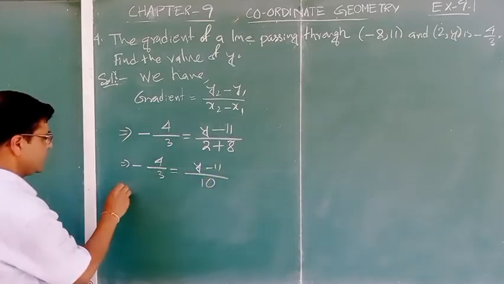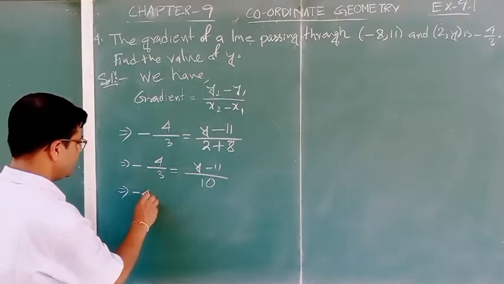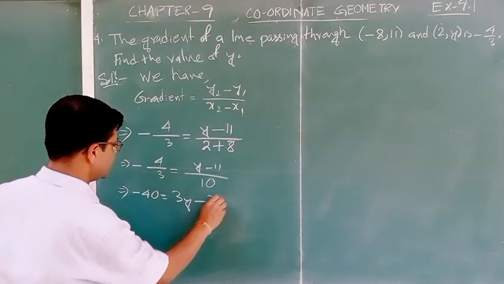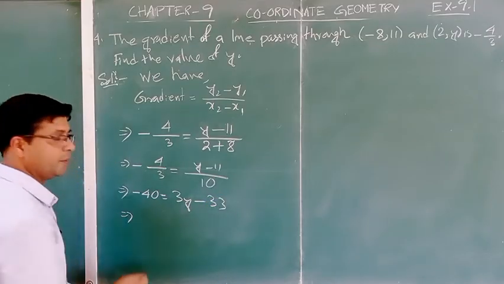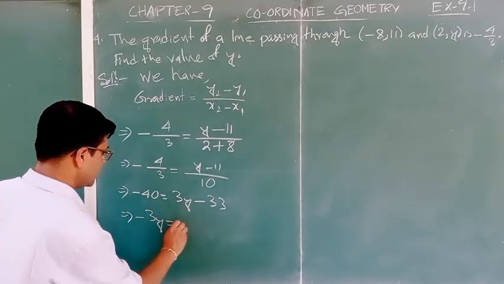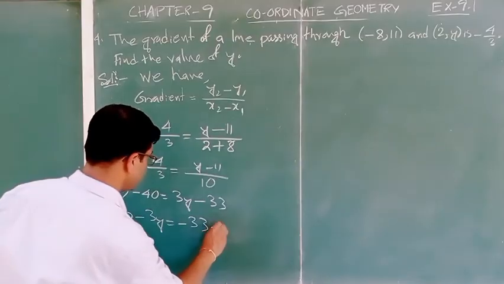Let us cross multiply. Okay. So this is minus 4 into 10, 40. This is 3 into y, 3y minus 33. We have to find y, isn't it? So let us take this y on this side. Minus 3y equal to minus 33 and this is minus 40. On the other side it will be plus 40.